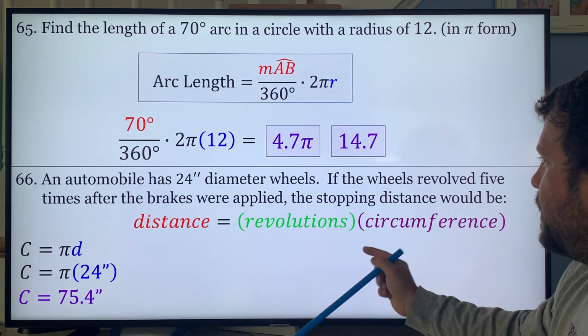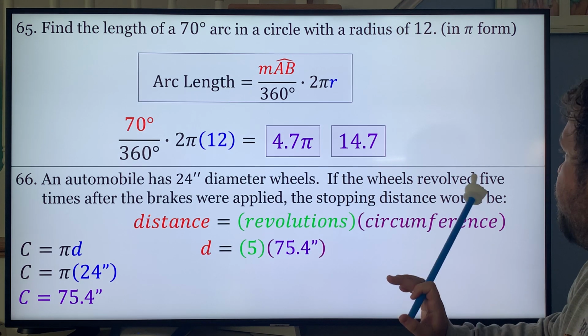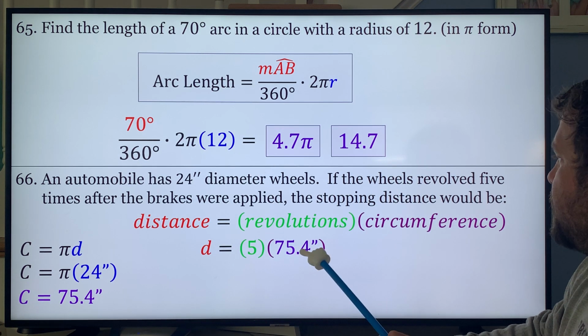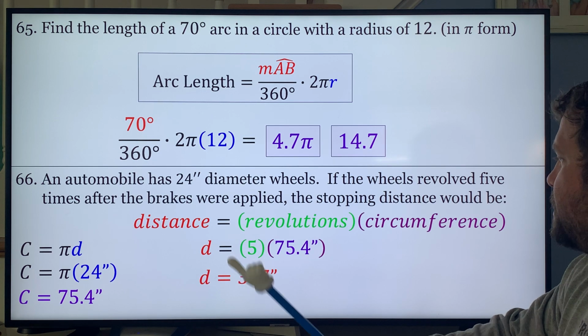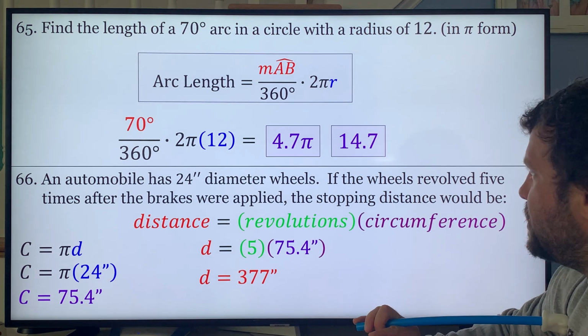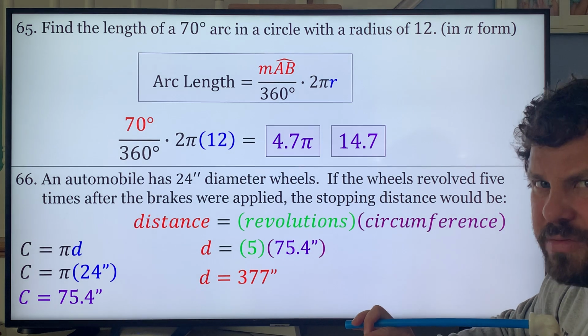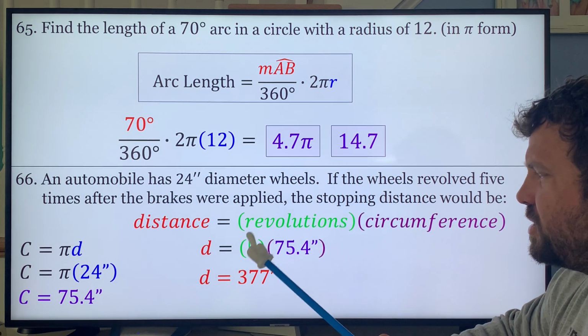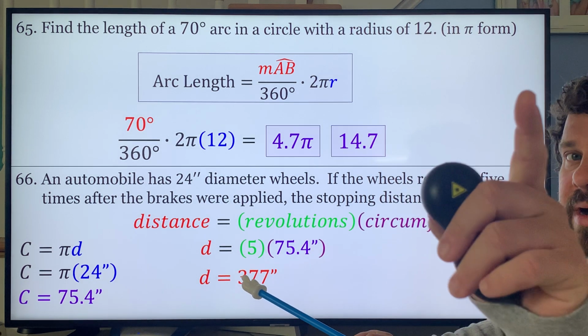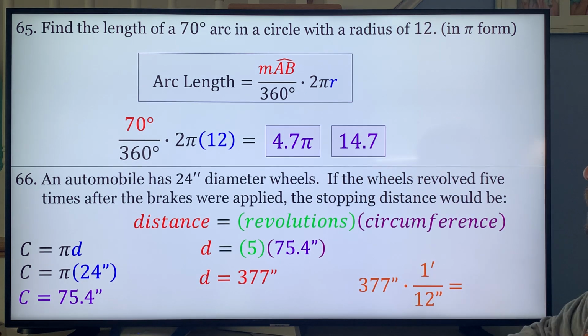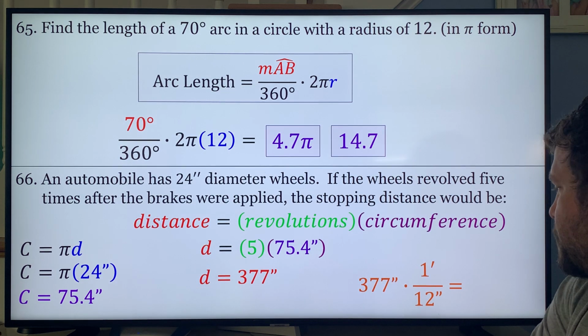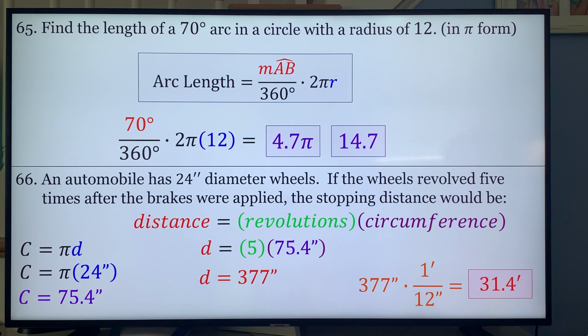So we're good here. Number of revolutions is 5. Stopping distance, distance is 377 inches. Do you even know what that is? No, you want to turn this into feet. How do you turn inches into feet? Divide it by 12. 377 times 1 foot over 12 inches gives you 31.4 feet.